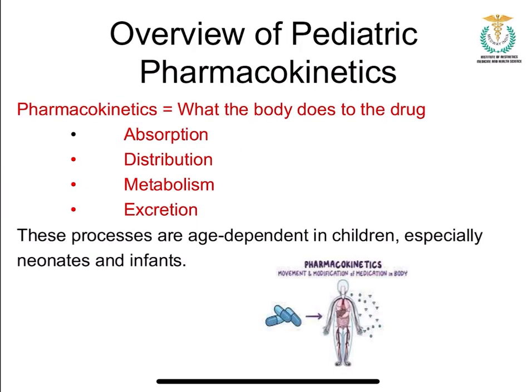What is pharmacokinetics? The meaning of the word is what your body does to the drug. It is divided into 4 phases. The first being absorption, second is distribution, third is metabolism, and finally excretion.